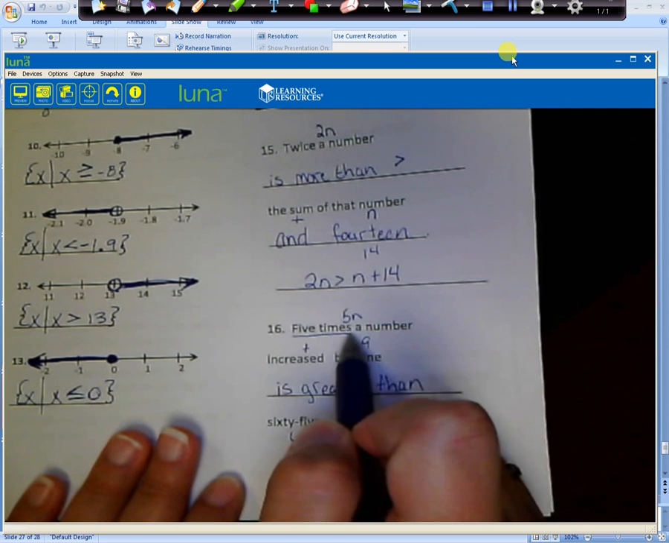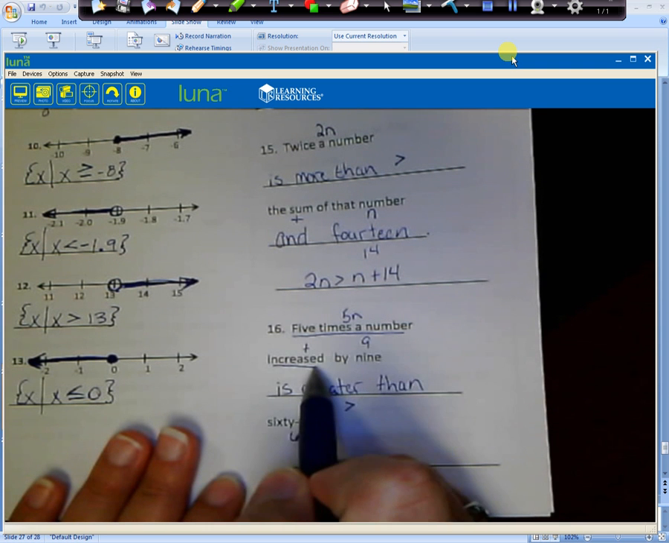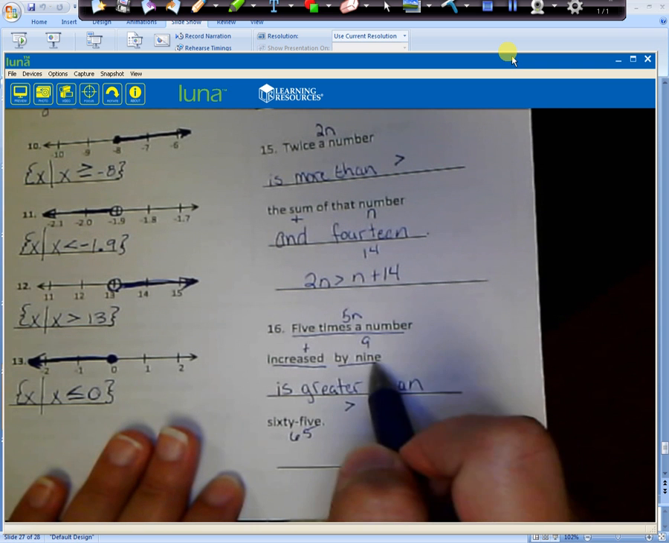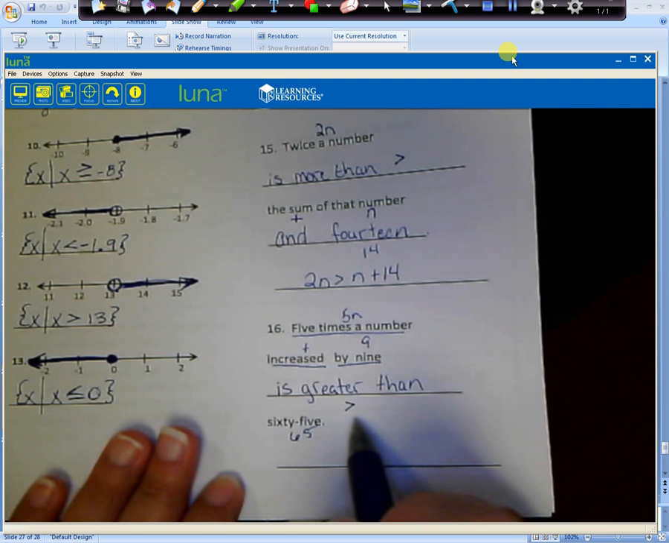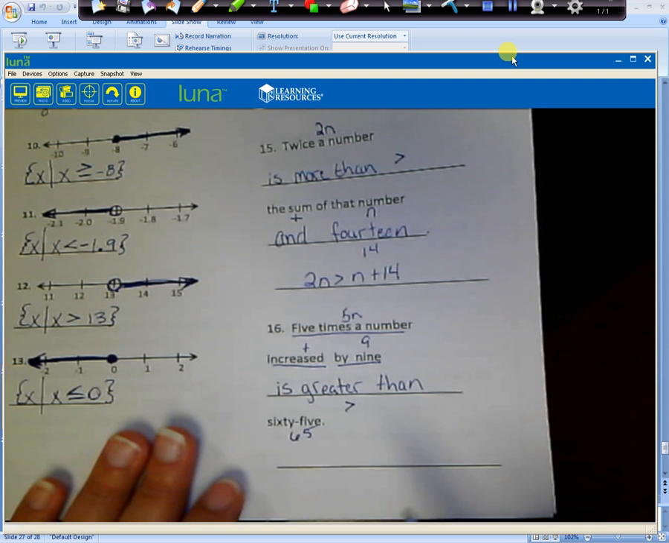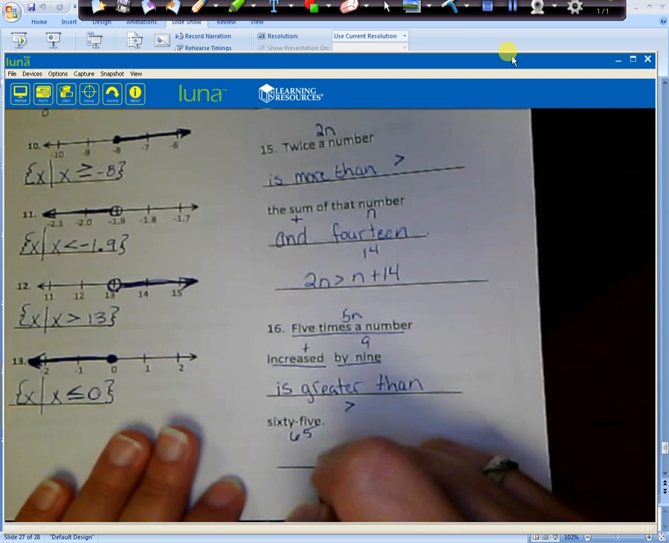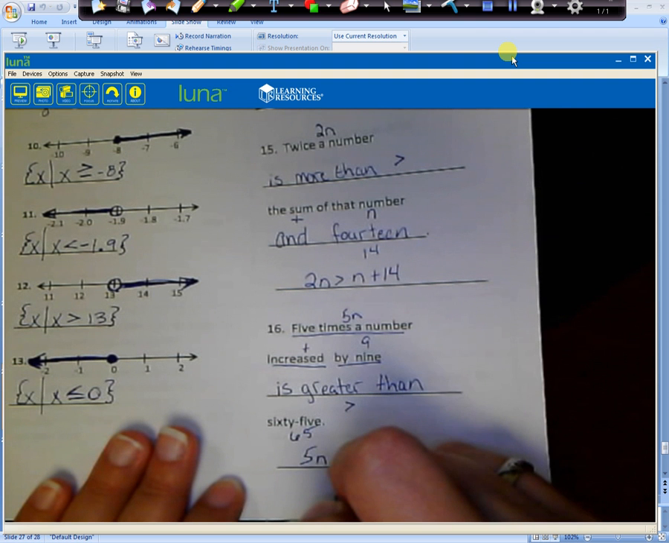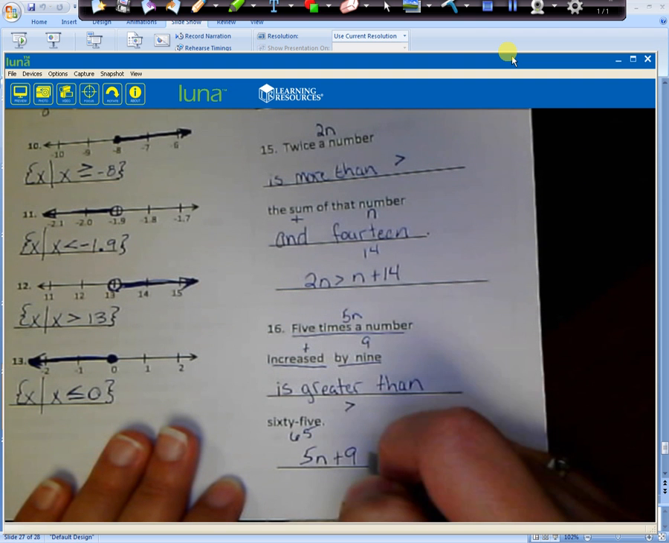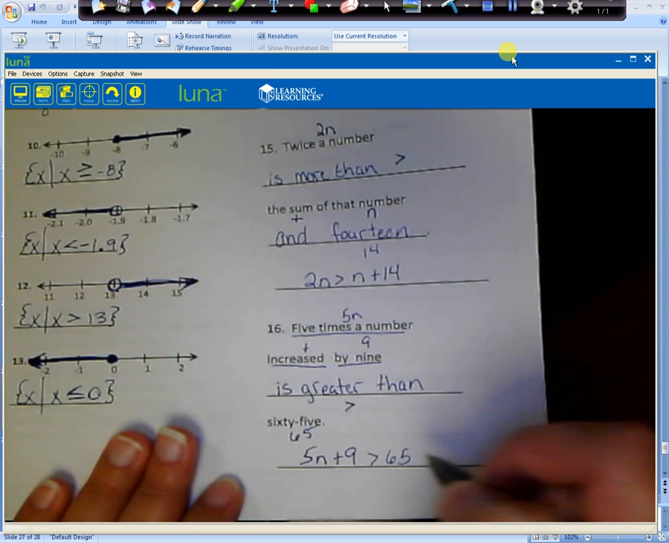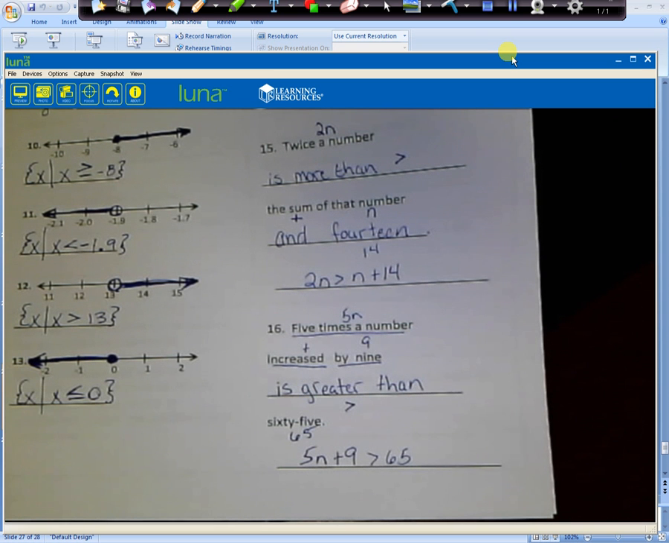So 5 times the number is 5n, increased by 9 means add 9, is greater than is your greater than symbol, and then 65. So we're going to put all that together and say 5n plus 9 is greater than 65. Make sure you have that copied on your note paper before you move on.